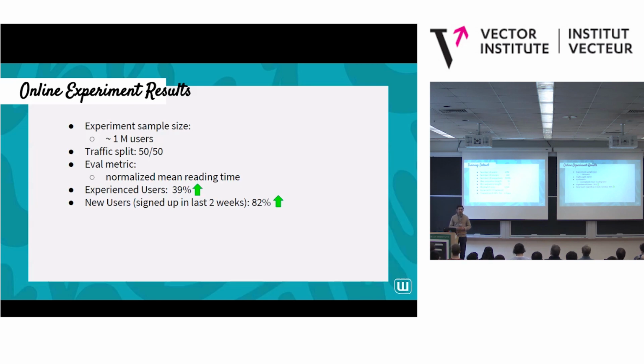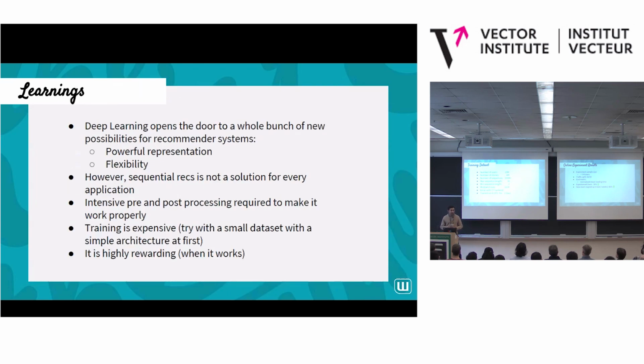The reason we think it has a massive impact for new users is that when new users sign in, they want to get recommendations as soon as possible. This model can predict from your input sequences very, very quickly. That's why it has a very high impact on the new users.